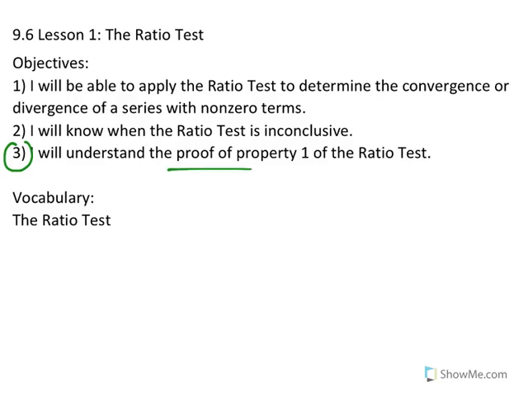So we just finished looking at the proof of property 1 of the ratio test. At the beginning of the lesson, we began with the ratio test and we looked at some examples. We also understood a situation in which the ratio test would be inconclusive, and that would happen when the limit that we are looking for in the ratio test is equal to 1. If that's the case, you cannot make a conclusion about convergence or divergence using the ratio test, but you would have to use a different test.